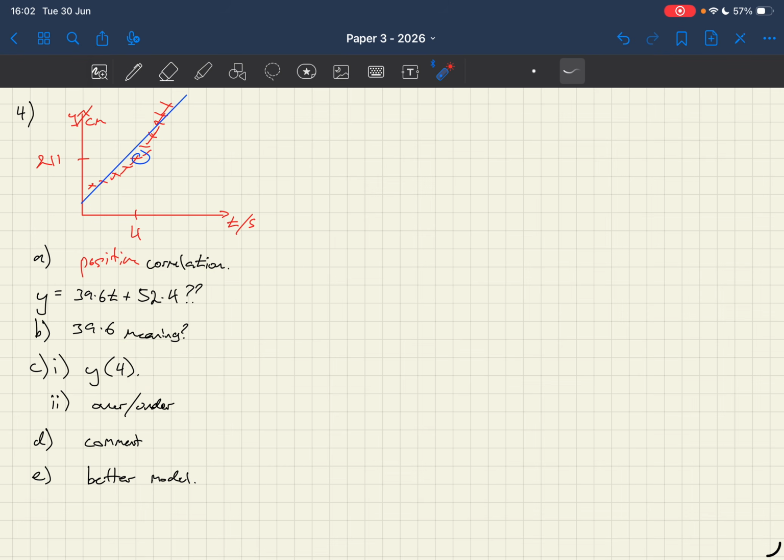Finding when y is 4, I think we managed just to read through using the equation: 39.6 times 4 plus the 52.4.